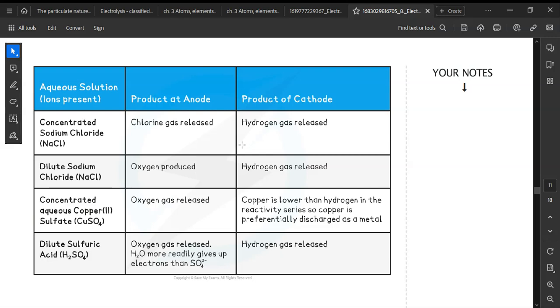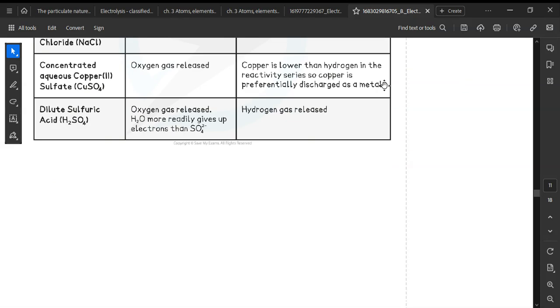Concentrated aqueous copper sulfate: oxygen gas is released at the anode, and copper is lower than hydrogen in the reactivity series, so copper is preferentially discharged as a metal. Dilute sulfuric acid: oxygen will be released at the anode because OH more readily gives up electrons than SO4, and hydrogen gas is released at the cathode.